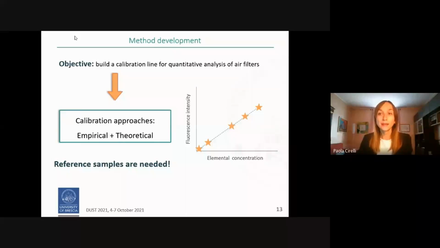Therefore, reference samples of each element of environmental interest, such as nickel, arsenic, and cadmium, are needed to build calibration lines.